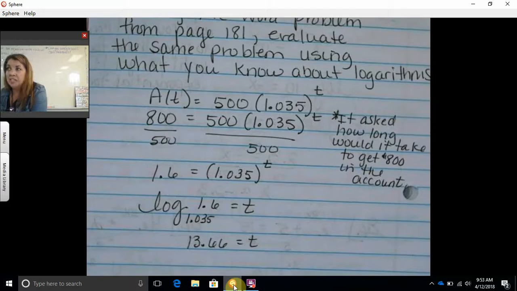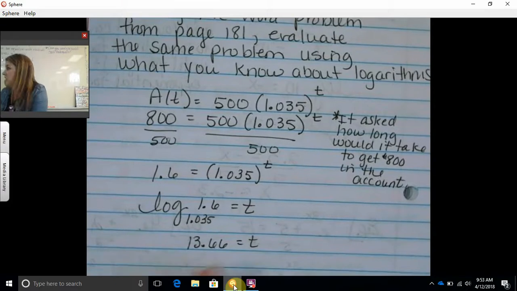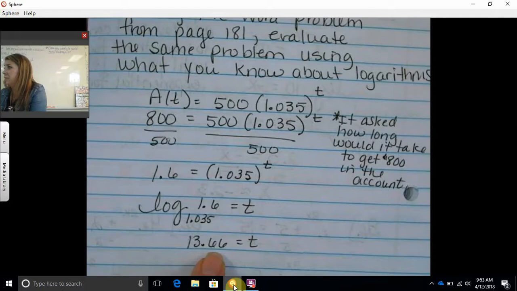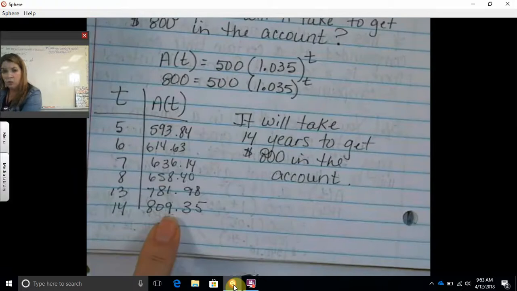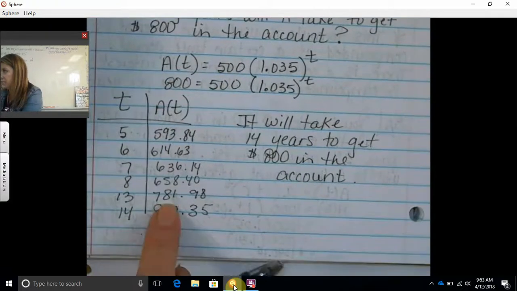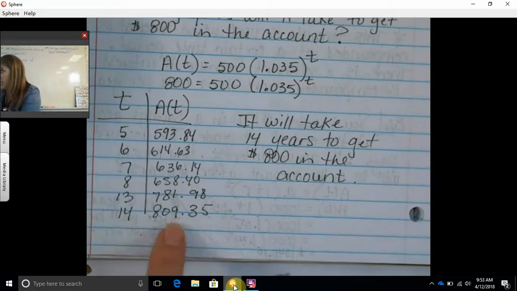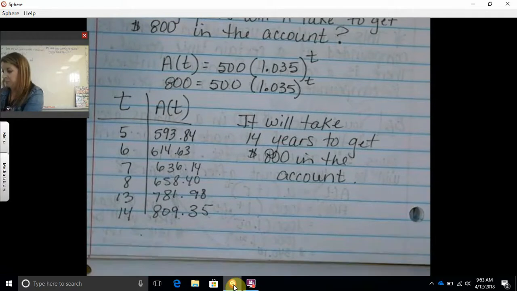Does that mean in 13 years you're going to have $800? Yeah, that's like 13 years and 7 months. So if it asks what year, you would probably put 14 years. Remember, when we did the problem, in 13 years you had $781.98 because it calculates it at the end of the year. At the end of the 14th year, you had over $800. It said how long will it take to get 800, in what year, so we would put year 14, okay?